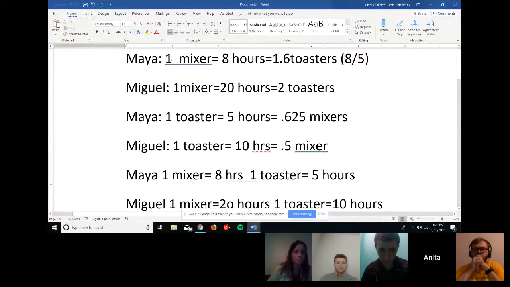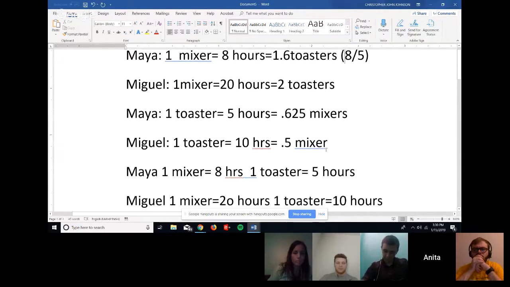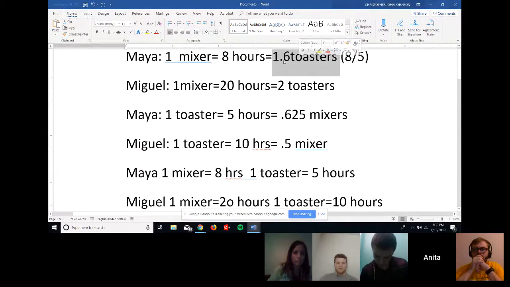It costs her 1.6 mixers for every toaster she's making in time. So it's costing her fewer mixers than it's costing Miguel. It's costing him 2. For one mixer, she's spending 8 hours to make that mixer. So she would use those 8 hours towards a toaster, which costs her how many hours to make a toaster? 5 hours. She could be making 1.6 toasters in those 8 hours. So she's losing 1.6 toasters as she's making one mixer.